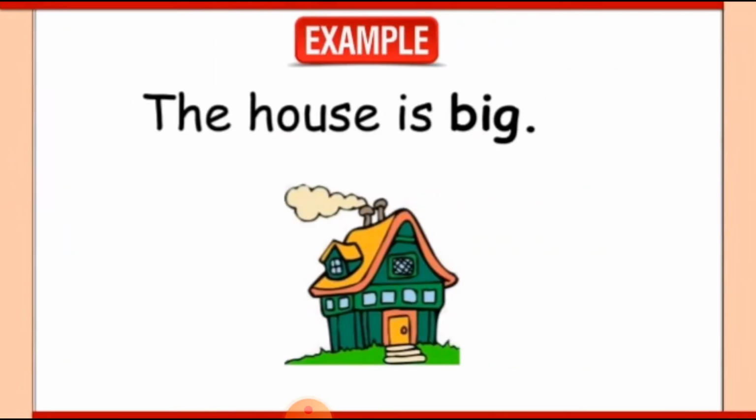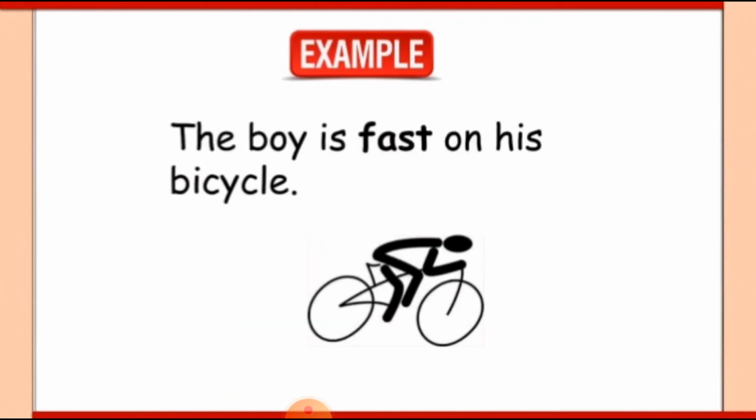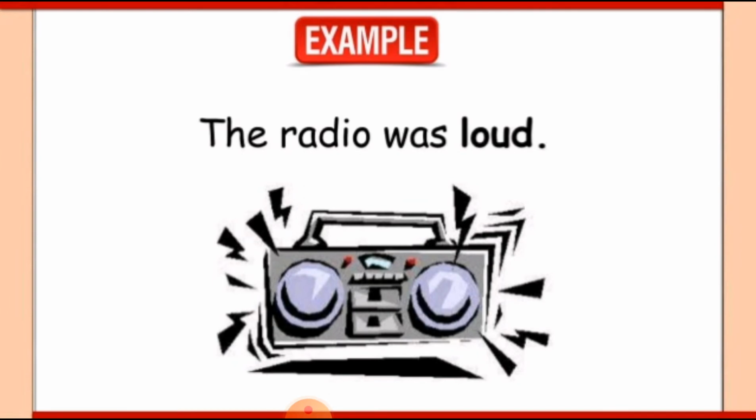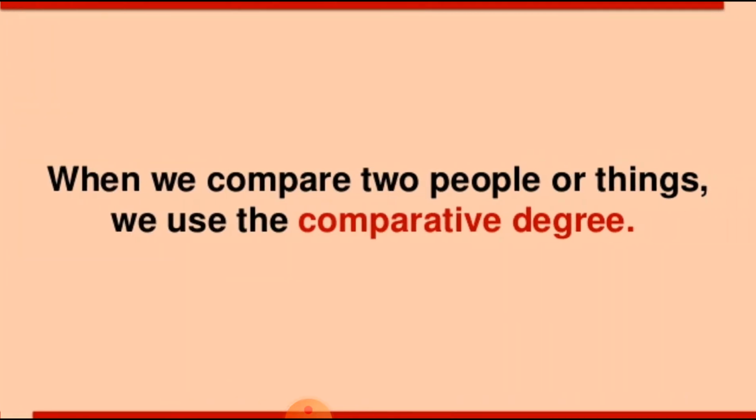For example, the house is big. The boy is fast on his bicycle. That girl is smart. The radio was loud. All these were examples of positive degree.